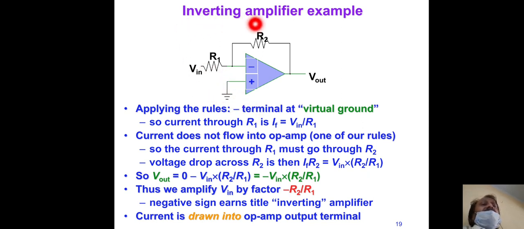This works as an inverting amplifier, meaning we are applying the input voltage to the inverting terminal. So it is called an inverting amplifier. Applying the golden rules to this inverting amplifier, consider the non-inverting terminal is grounded, a virtual ground. So the current through R1 is IF equal to Vin by R1.